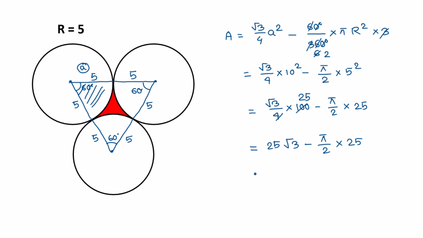Now taking common 25, we will get 25 times this square root of 3 minus this pi over 2, and the approximate value of this we will get 4.031 square units. So this is the area of this red region.